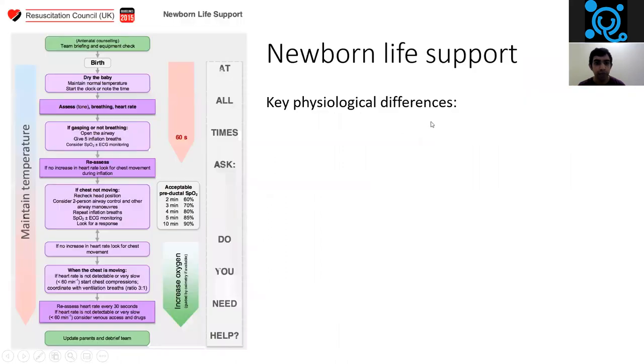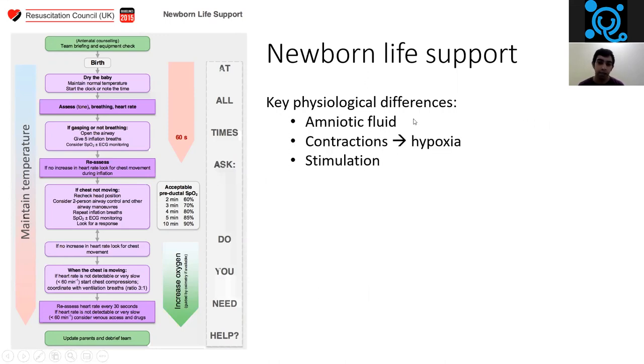Sorry, just pressing the slide. So, to summarize the last few slides, we're just going to go over a bit about newborn life support. Now, the key thing you need to know about is the physiological changes between the uterine environment and when you come out. So in utero, your lungs are filled with amniotic fluid, and sometimes vaginal contractions during delivery can compress bits of the umbilical cord and can cause transient episodes of hypoxia. And essentially, the first step is to stimulate babies when they're struggling to breathe.